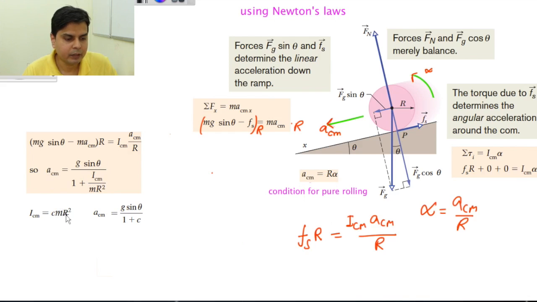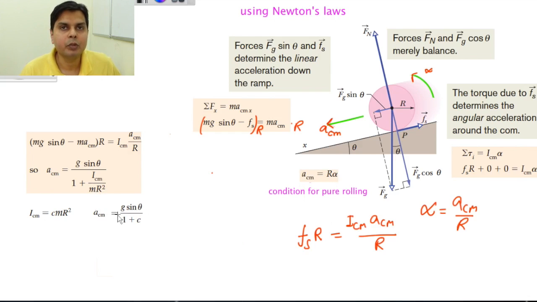If I write my ICM is C M R square, this is a general formula for ICM, because for different values of C I will get the value of moment of inertia for different objects, like for a sphere or cylinder or hollow sphere, anything. So this is my formula for acceleration of center of mass, that is ACM is equal to g sin theta by 1 plus C.